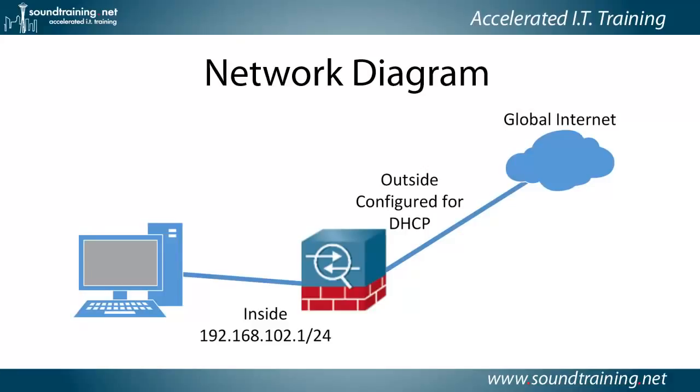Here's the network diagram that we're using. It's pretty simple. As you can see, we've got the inside interface configured for 192.168.102.1 with a 24-bit subnet mask. If you're using something different, then you'll just need to make a note of that and change some of the commands, but you should still be able to follow along. And I've got the outside configured for DHCP, and that's connected directly to the global internet.